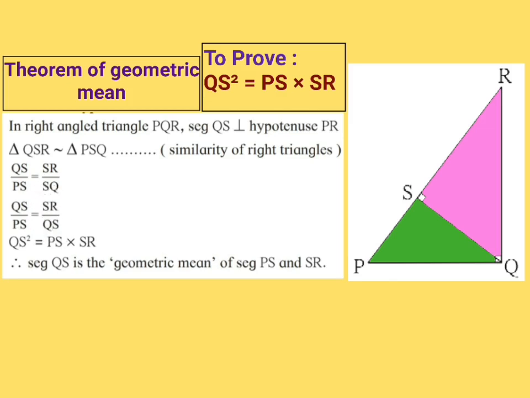Both are same. Hence, by cross multiplication, we will get QS into QS, that is QS square, is equal to PS into SR. Therefore, we get QS square is equal to PS into SR. Hence, according to the meaning of geometric mean, segment QS is the geometric mean of segment PS and segment SR. In this way, we have proved the theorem of geometric mean. Thank you.